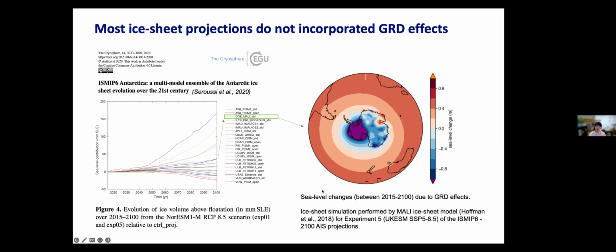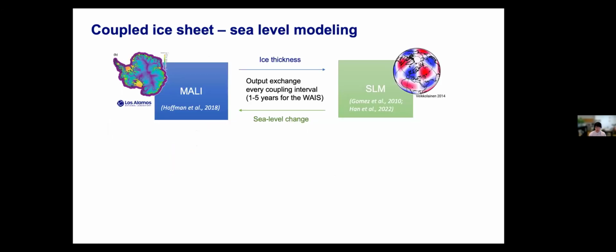So we thought, okay, we really want to capture these GRD effects in the next generation of ice sheet models and in our results submission to the next ISMIP6 project. Coupled ice sheet sea level modeling works like this. We have the ice sheet model, and the sea level model is on a global grid. The ice sheet model solves for ice sheet dynamics and takes in climate forcing, any SMB forcing or ocean thermal forcing, and we use the ones provided by ISMIP6.